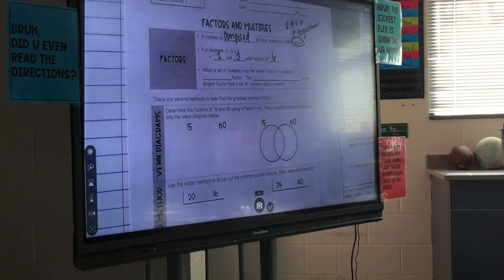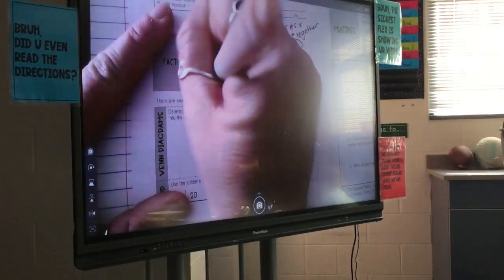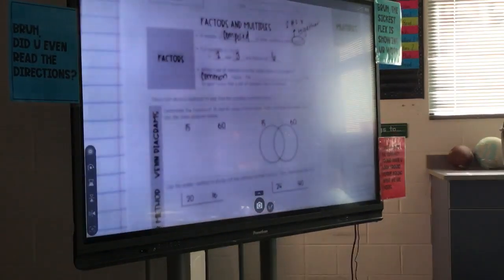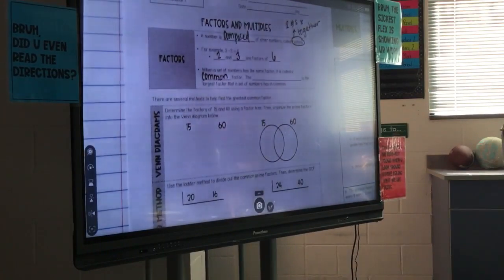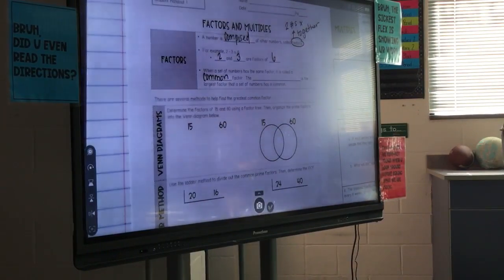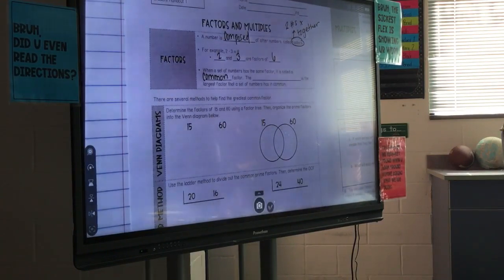All right, when a set of numbers has the same factor, it is called a common factor. So what is another word that means common? Like, what's another word that means common? So what's another word that means common other than ordinary? Often? Similar? Okay, really close to similar.